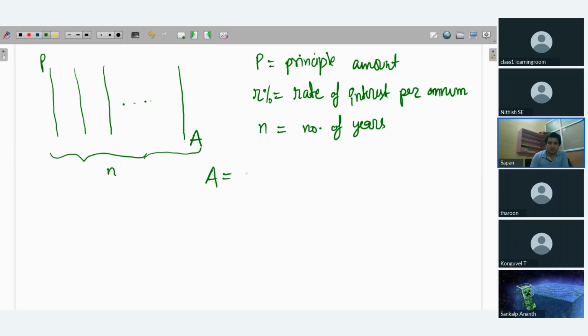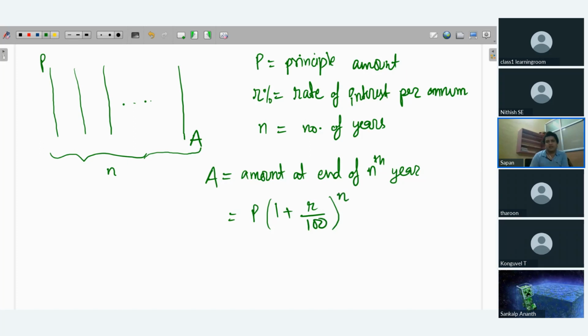So the amount A at the end of the nth year is equal to principal times 1 plus R by 100 raised to the power n. You just directly plug in the principal amount, which is the amount at the start of the first year, the rate of interest per annum, and the number of years. This calculation will give you the amount at the end of that year.